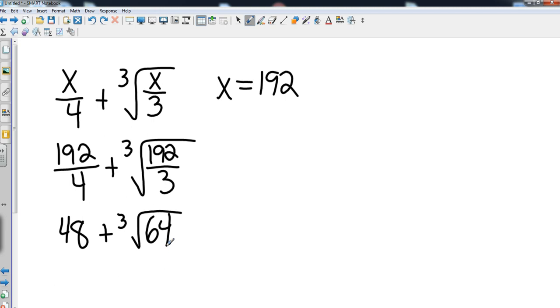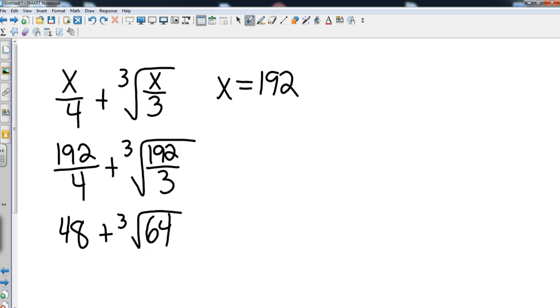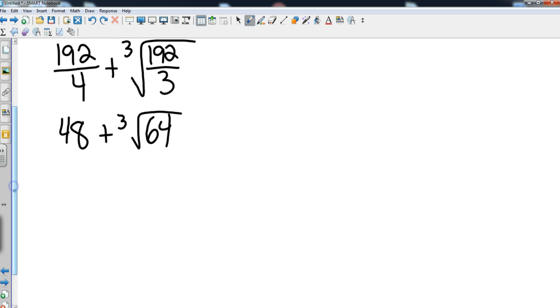Now some of these will start looking familiar. Notice that we had a negative 64 in the last one, and that value was negative 4. So if we have a positive 64 in this one, that value is going to be positive 4. So this will be 48, and the cubed root of 64 is 4, giving us a final answer of 52.